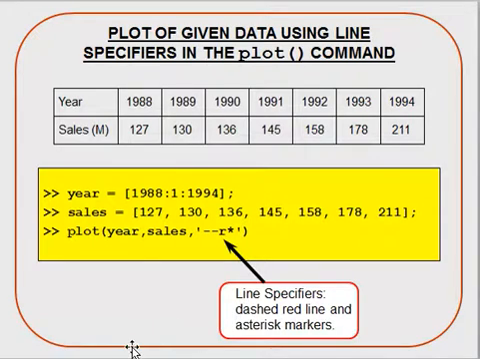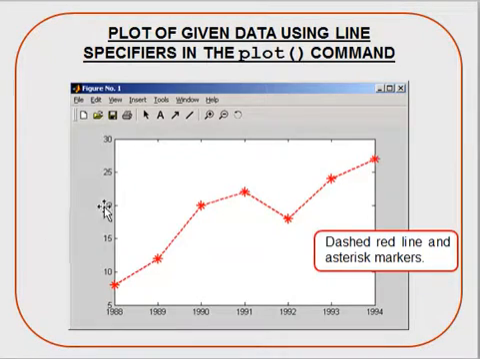Okay, so in this one we can see an example of plotting yearly sales. So here's the year and sales number, and then after entering the data, we would use a plot command with years, sales, and then the specifiers, which will make the dashed line and the asterisk markers. So after we apply these specifiers, our plot should look just like this.